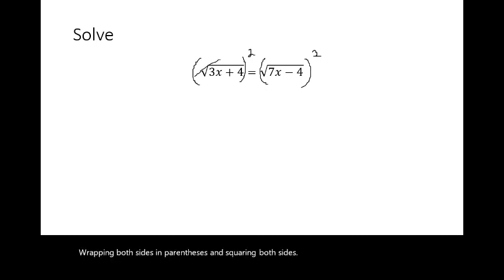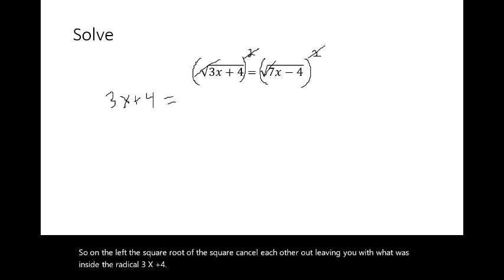So on the left, the square root and the square cancel each other out, leaving you with what was inside the radical, 3x plus 4. Then on the right, square root and square will cancel each other out, leaving you with what was inside the radical, 7x minus 4.